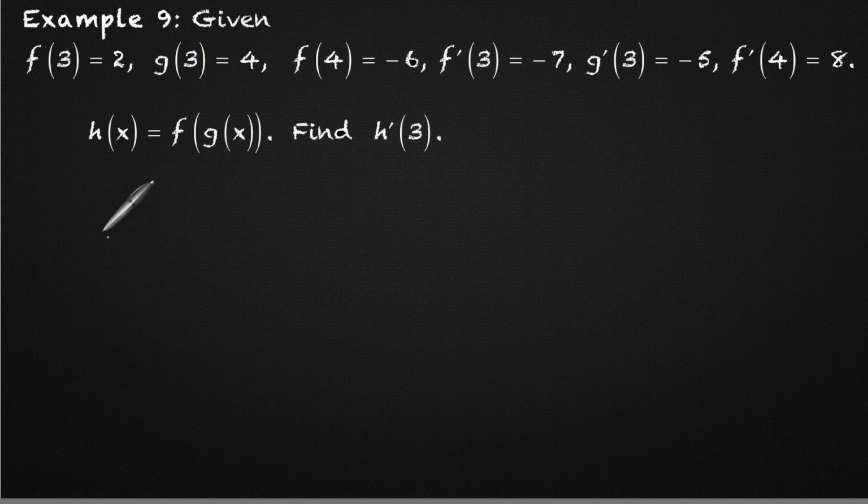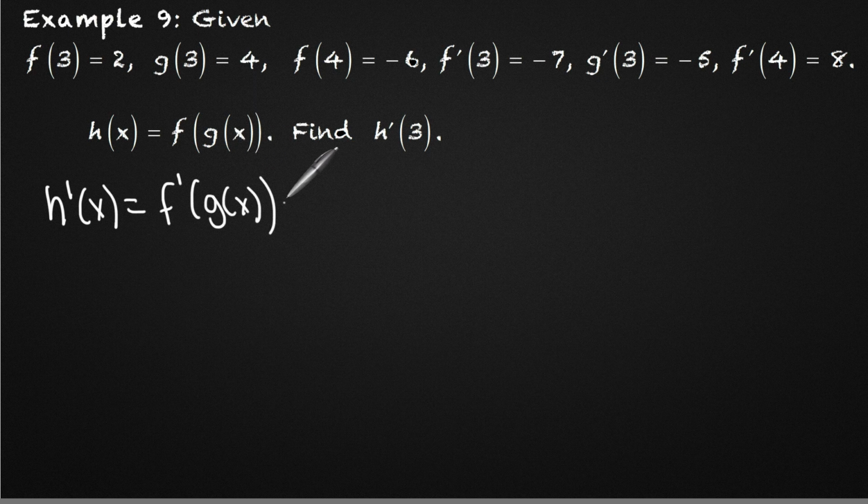All right, so in order to take the derivative of h of x, we need to first take the derivative of the outside function, so f prime. Leave the inside function alone. We're following the 3 steps of the chain rule. Times the derivative of the inside, which is g prime of x. There it is. I know it looks weird, but that's the answer.